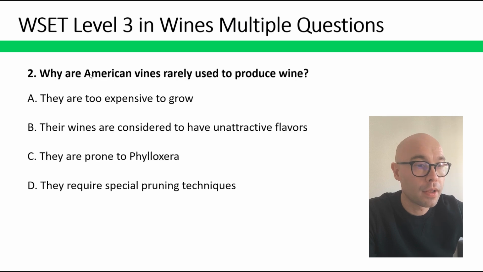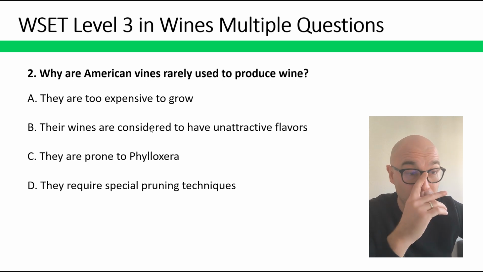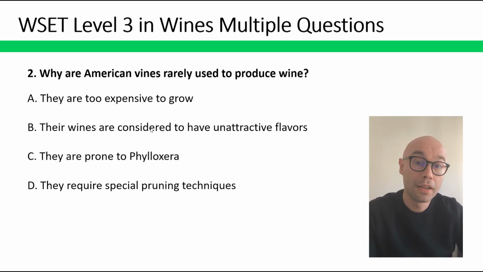Why are American vines rarely used to produce wine? They are too expensive to grow. Their wines are considered to have unattractive flavors. They are prone to phylloxera. They require special pruning techniques. The correct answer is B. Their wines are considered to have unattractive flavors. So American vines don't taste good, but they have other qualities that we're going to use.